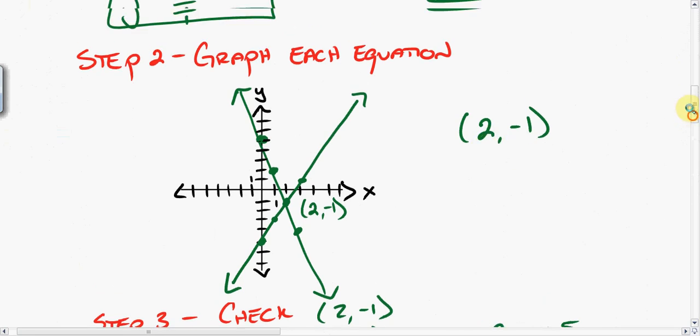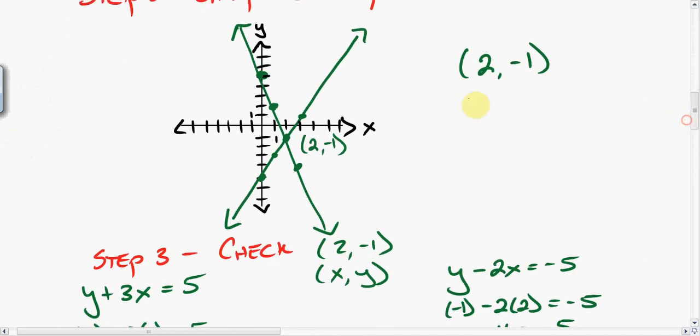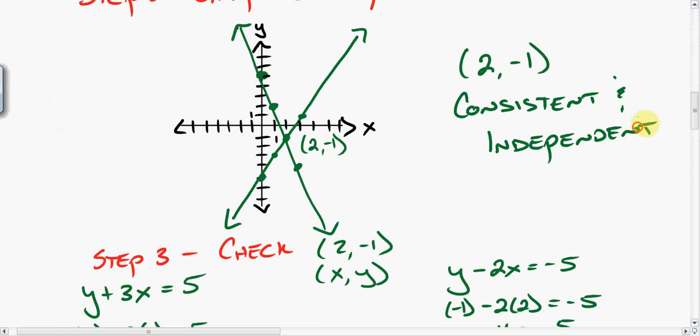Alright, and remember we said the classification for a system with just one solution is consistent and independent. So I'm going to write that down here as well. Consistent and independent. And now you're done.